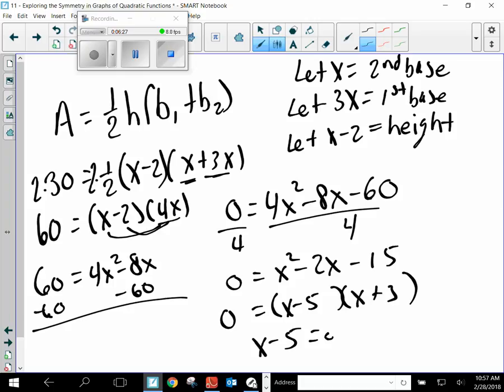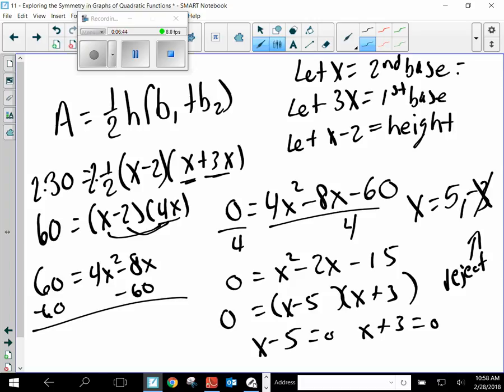Zero product property gives me that x is either 5 or negative 3. Well, remember, my base is x. Can I have a negative base? Absolutely not. So I'm going to reject this. And that's how I get 5, 15, and 3. And that's in inches.